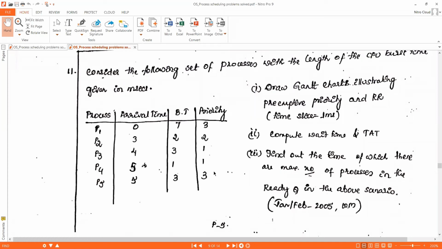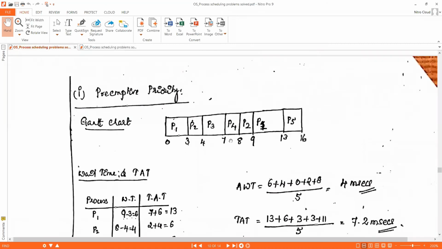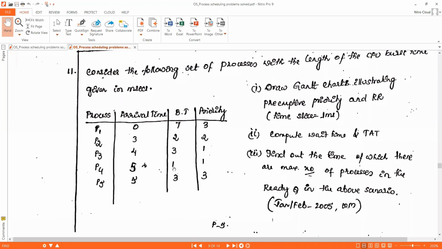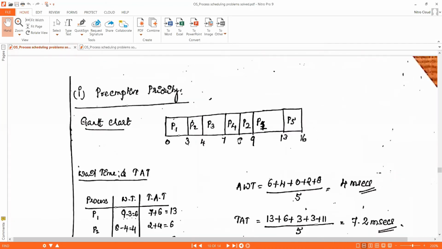Now we have process 1 in the ready queue, process 2 in the ready queue, process 4 in the ready queue, and process 5 in the ready queue. Among these, which has the highest priority? That is process 4. Process 4 has priority 1, so the CPU will execute process 4. What is the burst time of process 4? Process 4's burst time is 1 millisecond. For 1 millisecond, process 4 will be executed.